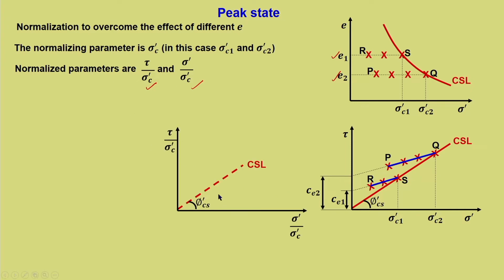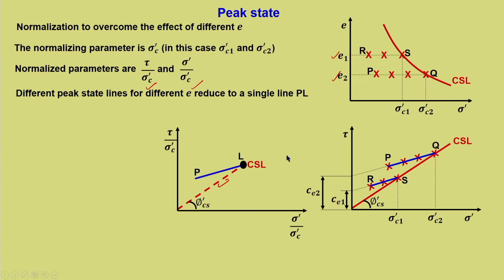So, this is the normalized plot. Here different peak state lines for different E, it reduces to a single line PL. Do not think that this is a critical state line, this is done with a specific purpose, that is why it is drawn in dashed line. This dashed line is not critical state line. Critical state line is represented by this particular point, and this line is only meant to show the slope. So, PL becomes the peak line which is normalized.